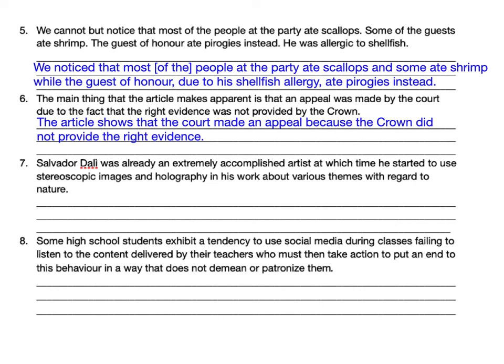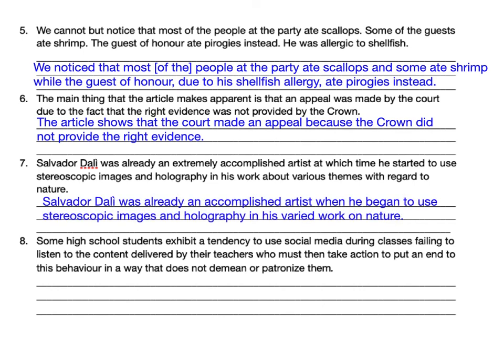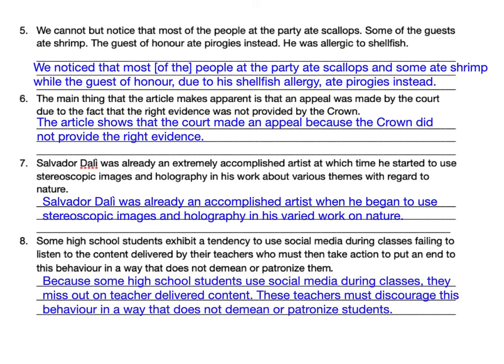Number 7, Salvador Dali was already an accomplished artist when he began to use stereoscopic images and holography in his varied work on nature. Because some high school students use social media during classes, they miss out on teacher-delivered content. These teachers must discourage this behavior in a way that does not demean or patronize students.